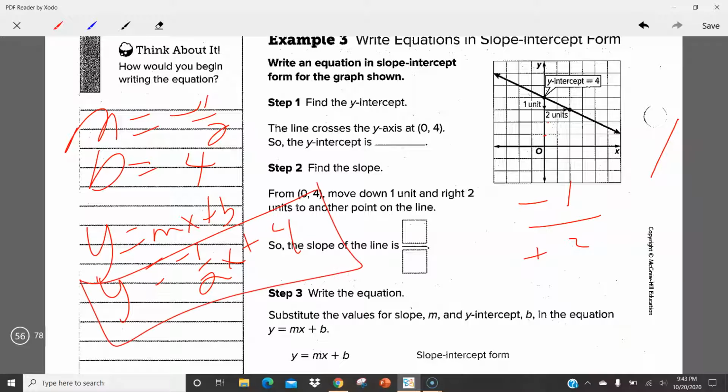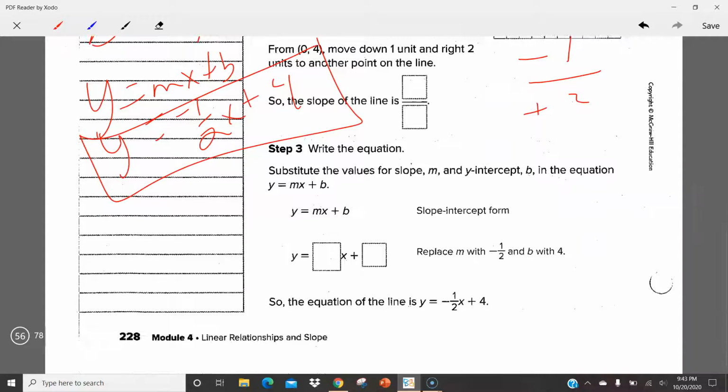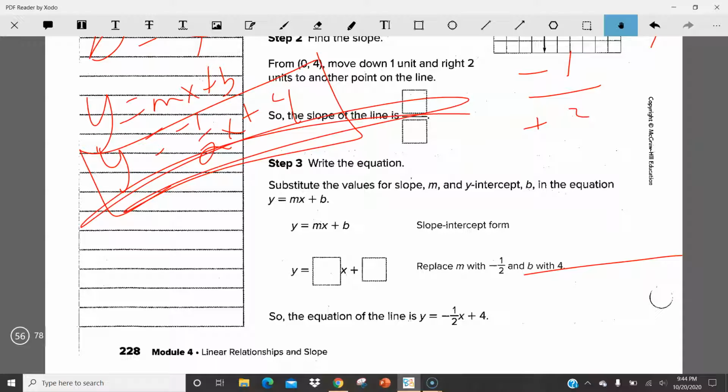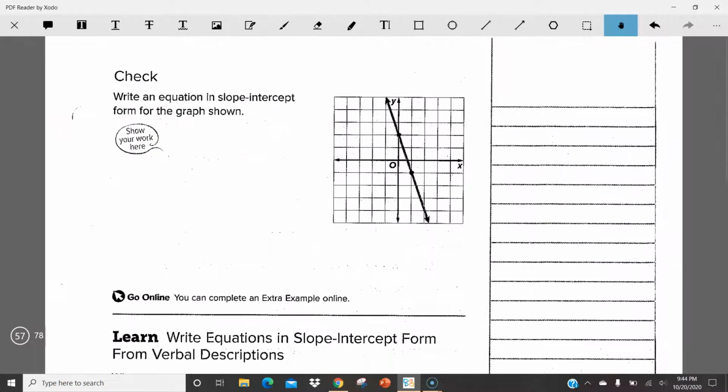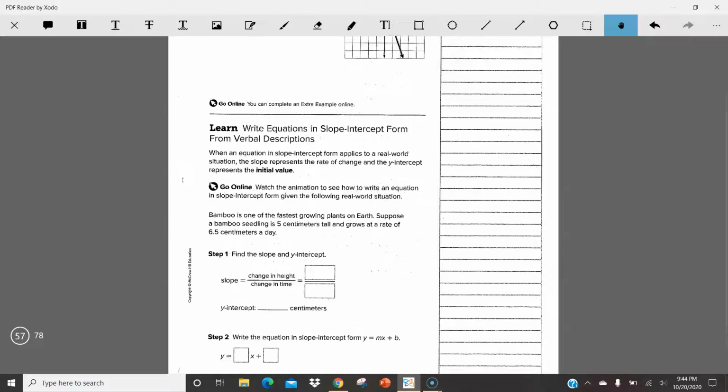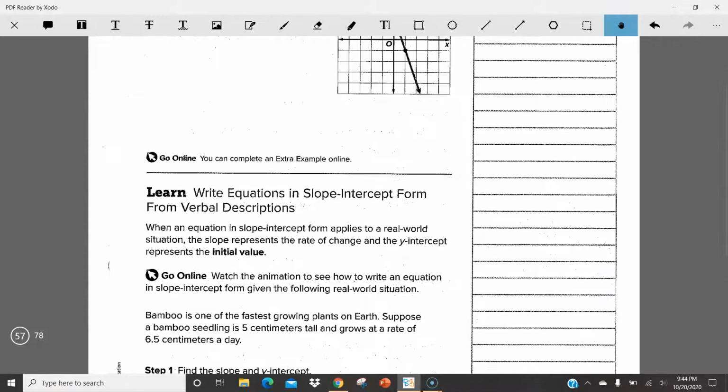Jingle bam, you are done. Okay? Oh, yay. Look at that. We're right. Isn't that nice? Erase all this. Okay. Next page. Do the check on your own. Okay. The check was done on your own, I hope.